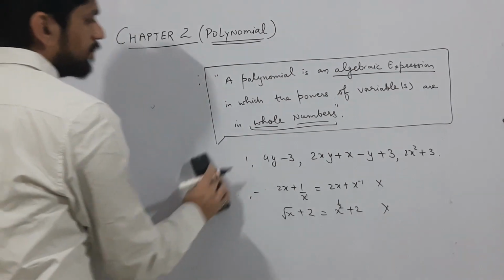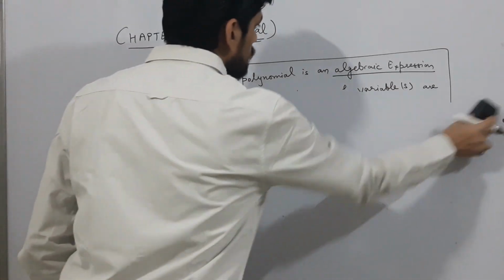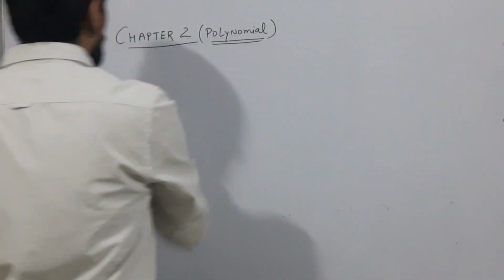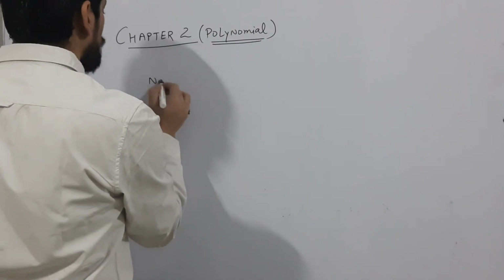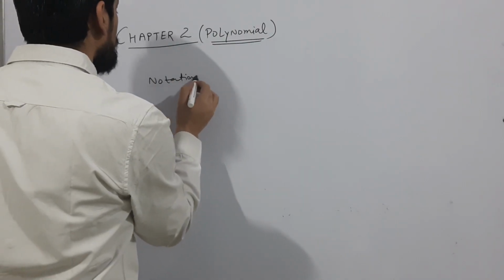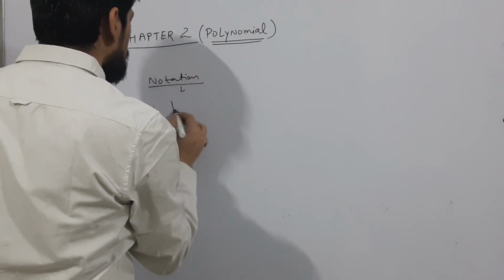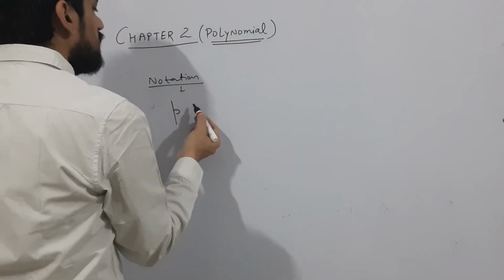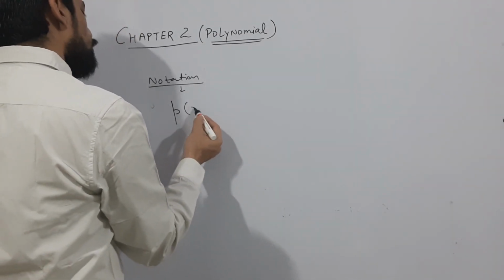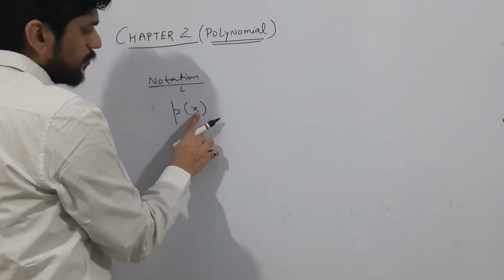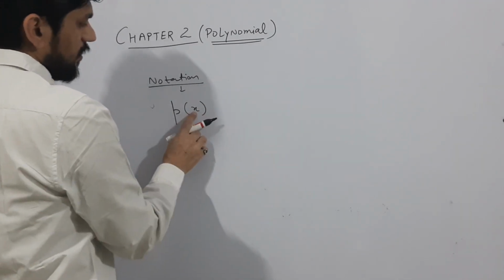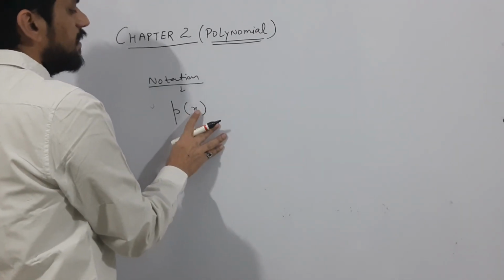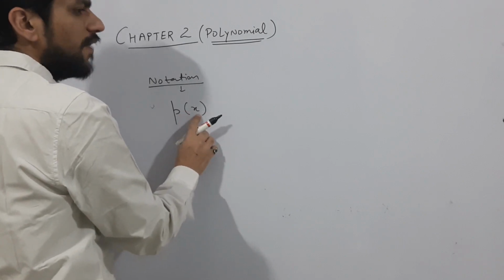After this, what is the notation of a polynomial? Generally we denote a polynomial by p, meaning polynomial. If it is in variable x, we write the expression in which it is written. So it is written in x, suppose, so we write x here. So it means polynomial of x.